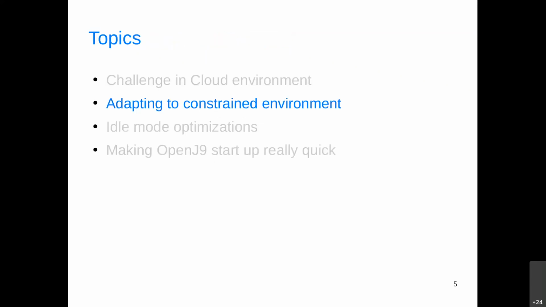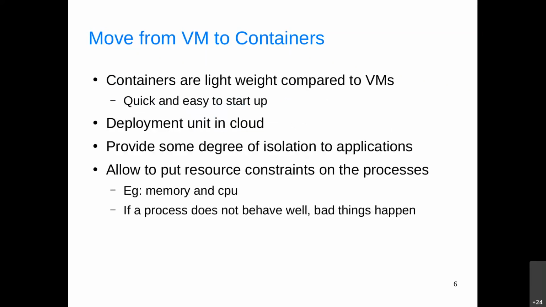Moving on, let's look at how OpenJ9 handles these challenges and what it has to offer. The first one is adapting to the constrained environment. In traditional data centers, the applications were deployed using virtual machines. But now we see that in the cloud environment, containers are being used as a deployment mechanism. The containers can be considered as lightweight virtual machines.